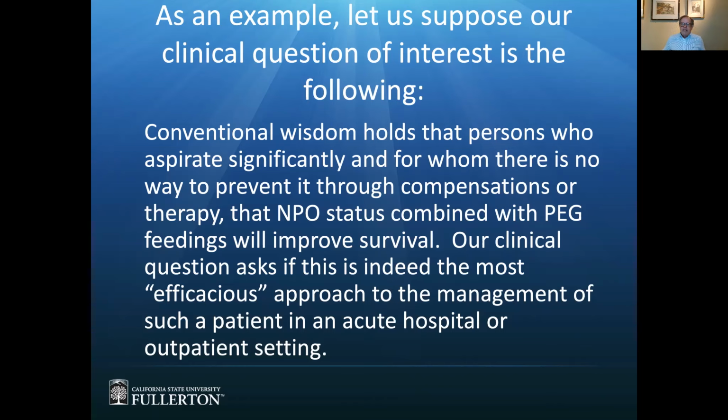Now, NPO, the translation into Latin is non per oral, N-O-N, P-E-R, nothing through the mouth. We translate that to be nothing by mouth. So that is what NPO is. We'll use it all the time in this course, and you'll use it in your practice as well. So the conventional wisdom would be that such a person should be NPO and then fed with some sort of tube feeding. And typically for long term, that would be a tube that goes through the abdominal wall. And that's called a PEG typically, or a G-tube sometimes, or a gastrostomy tube.